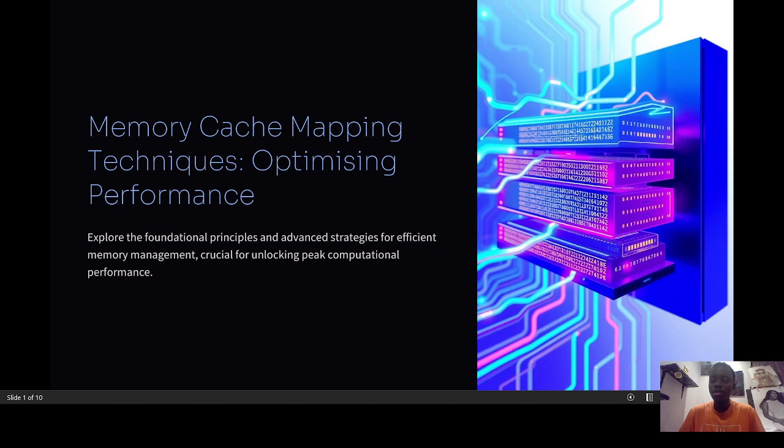Today we are diving into the fantastic world of computer architecture to demystify the crucial concept of memory cache mapping techniques. Get ready to unlock the secrets behind why your computer runs so fast. Okay, so let's start with memory cache mapping techniques, optimizing performance. Explore the fundamental principles and advanced strategies for efficient memory management, crucial to unlock peak utilization and performance.